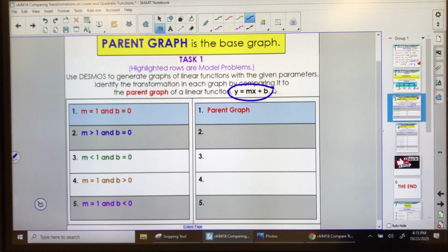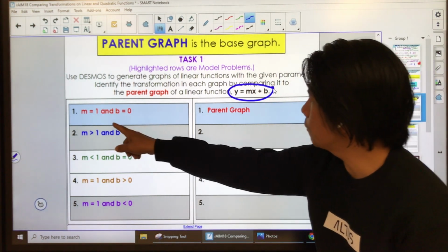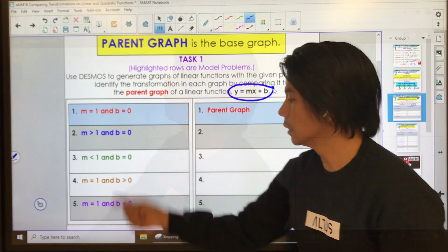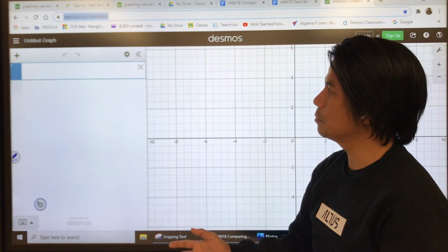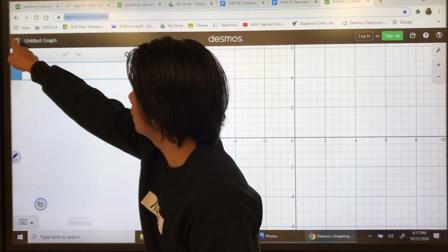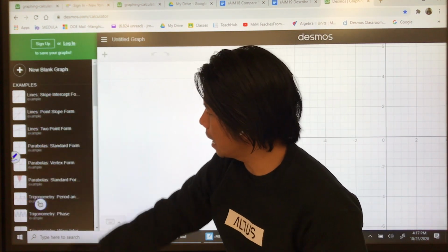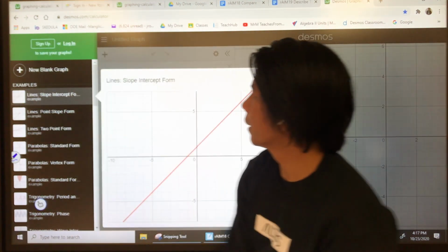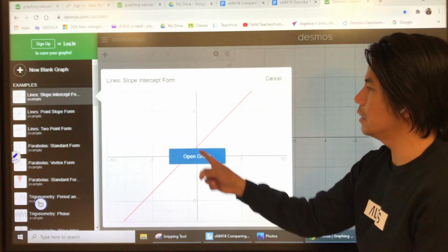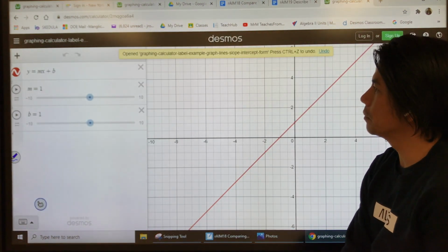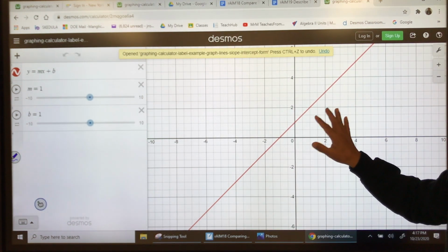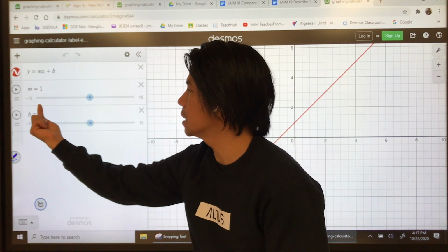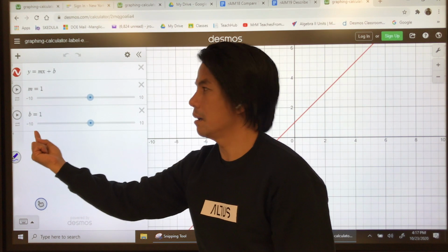It depends on the given parameter. Now let's have a DESMOS. So our parent graph is m is equal to 1, b is equal to 0. So guys, when you open a DESMOS, and click those 3 lines there on the upper left corner, you will see examples. What I want you to do is to click slope-intercept form. And then they have a default. Open that graph. This is the default graph of a linear function. If you notice, it says y equals mx plus b, and you have sliders for m and b, right?